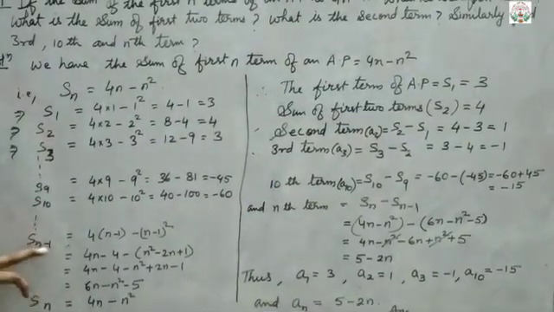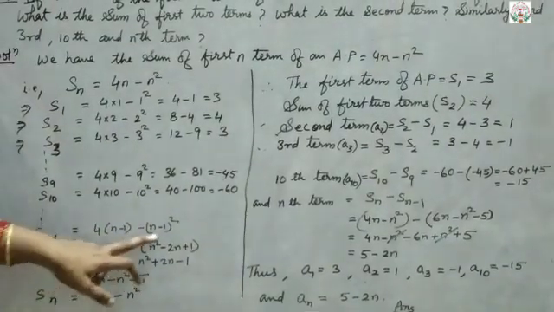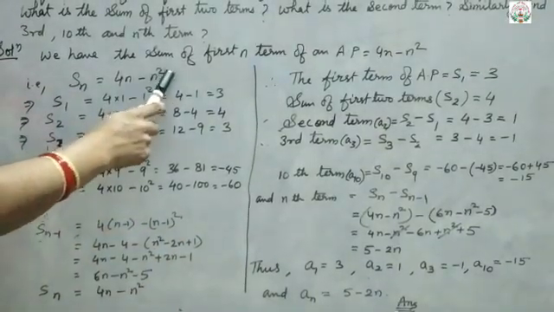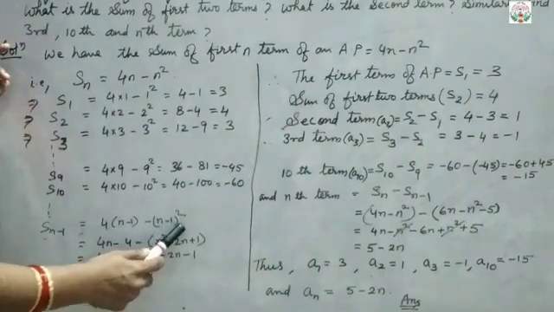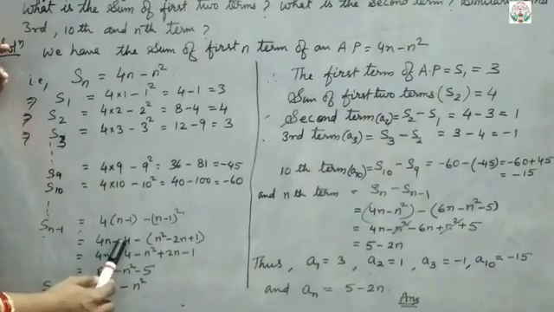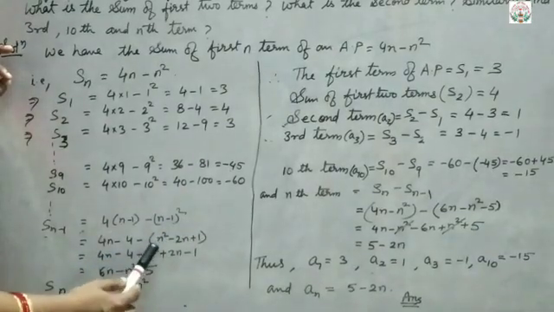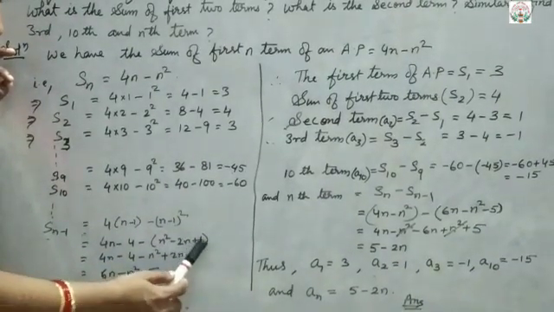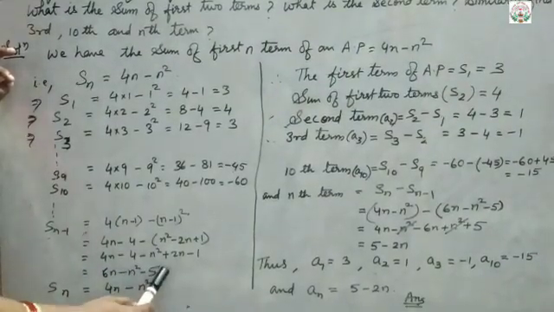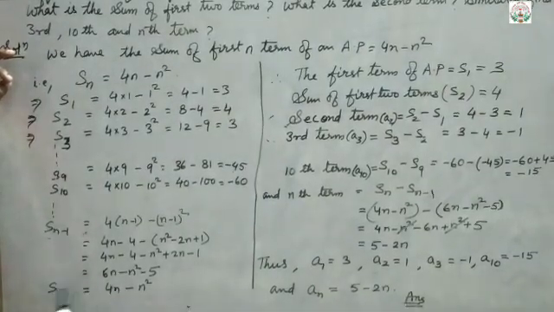So here in the n place we will put n minus 1. Then put the value: 4 into n minus 1, minus n minus 1 whole square, because n square was given here. So in place of n, I will write n minus 1 whole square. Now open these brackets. 4 multiplied to n will be 4n, minus 4 multiplied to 1 will be minus 4, minus n minus 1 whole square, a formula all of you know, so n square minus 2n plus 1. Now open the bracket and simplify. What you will get? 6n minus n square minus 5. Same way, Sn will be equal to 4n minus, it is given already. Sn is what?